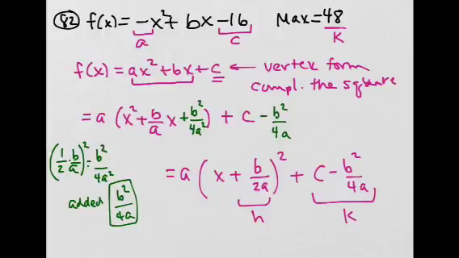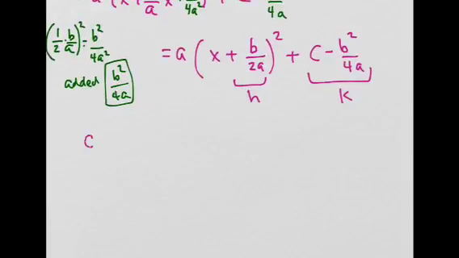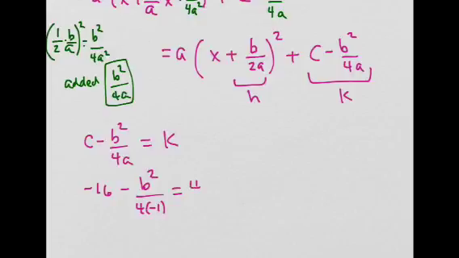Now I'm going to use what I identified up here as my a, my c, my k, to find the value of b. So I'm going to use this part. Notice how I have c, a, and I'm missing b, and I know k, I know the value of this whole expression right here, and that's going to help me find b. So we're almost done. I know that c minus b squared over 4a equals k. And so c for this problem is negative 16, a for this problem is negative 1, and k was given to you as 48.